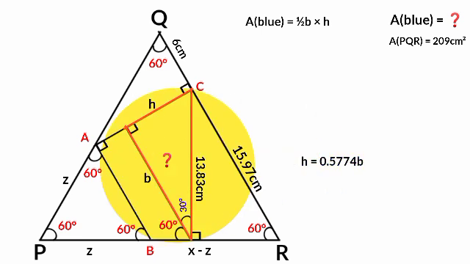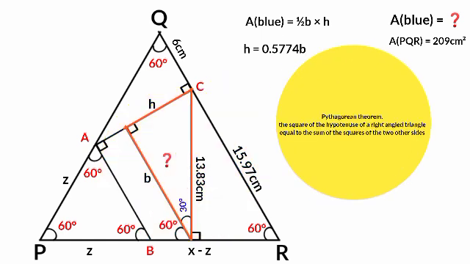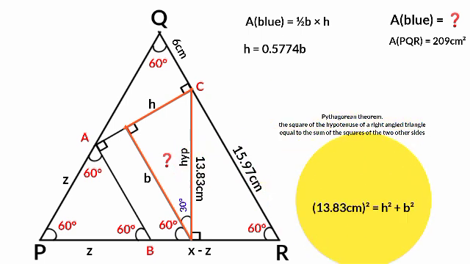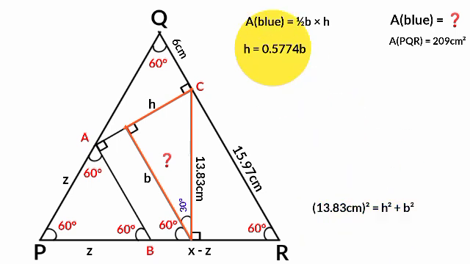Now still from this triangle, using the Pythagorean theorem. The Pythagorean theorem states that the square of the length of the hypotenuse of a right angle triangle is equal to the sum of the squares of the length of the two other sides. The hypotenuse is the side facing the right angle, which is this. So applying it, 13.83 centimeters all squared equal to h squared plus b squared. But from here, h equal to 0.5774b. If we substitute here, now 13.83 centimeters all squared equal to 0.5774b all squared plus b squared.